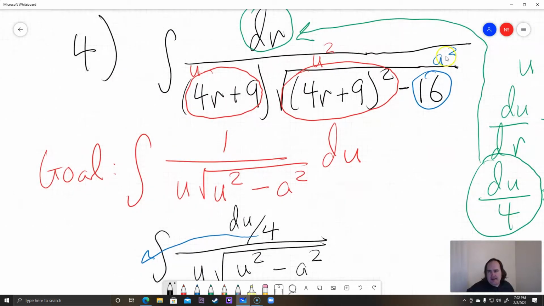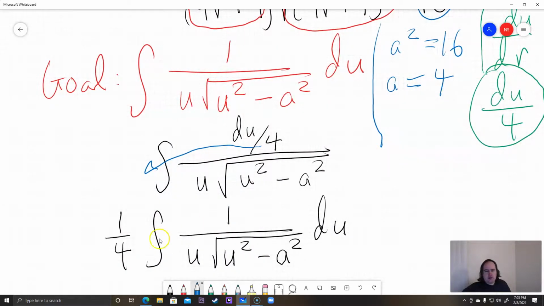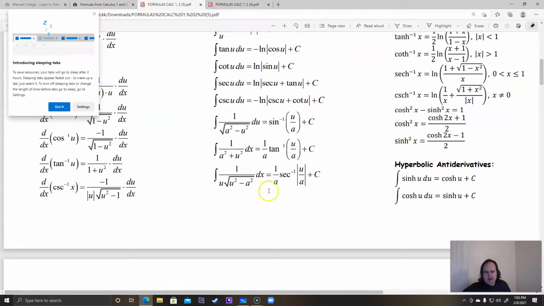Okay, and so we've got it in that form. We just need to figure out what a is. But as you can see, a squared is 16. So if you take the square root of 16, that should be 4. So here, a squared equals 16, which means if we take the square root, a equals 4. And again, you don't want to have negative 4. You always want to have the positive square root when you're using these formulas. Okay? So we just have a 1/4 out front, but then the rest of it is just going to integrate according to the formula. So we're going to have 1 over a secant inverse of absolute value of u over a plus c.